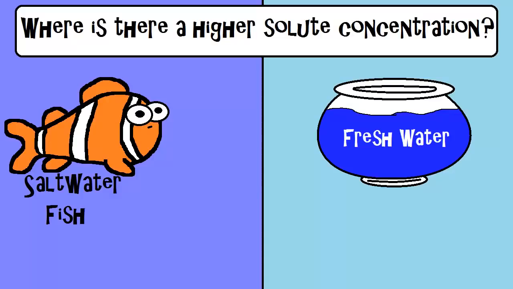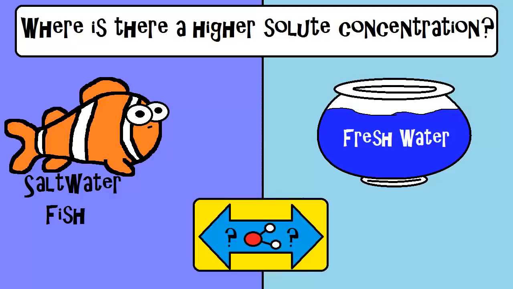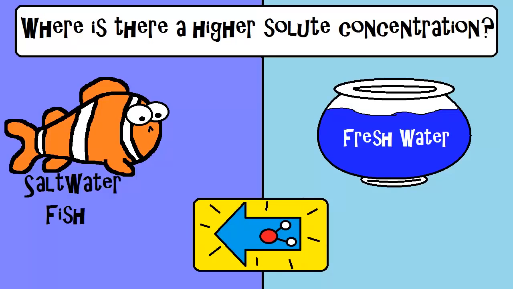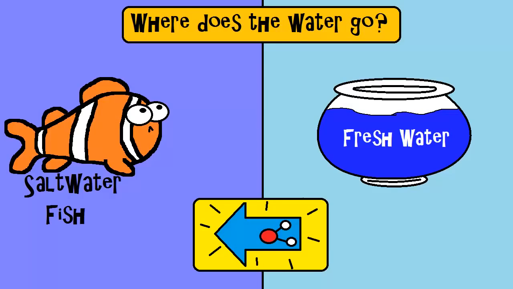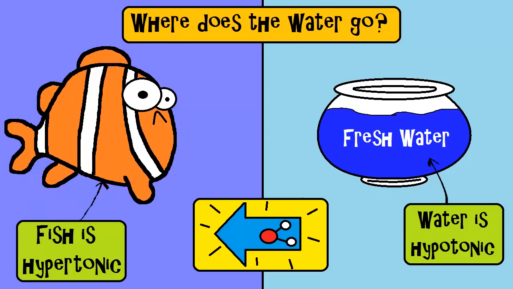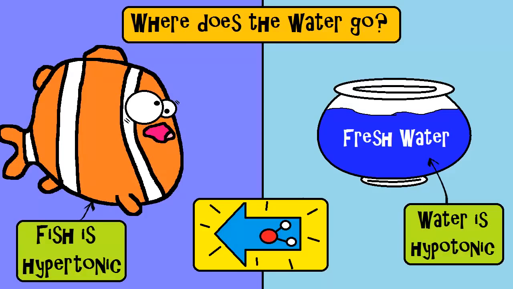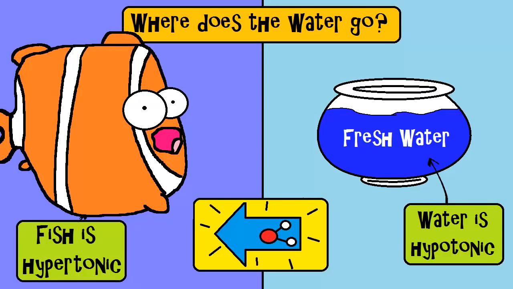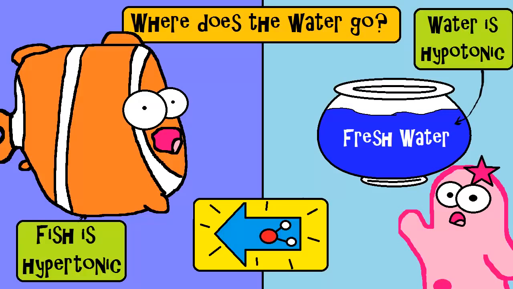Okay, first ask yourself, where is there a higher solute concentration? In the saltwater fish cells or in the freshwater that you just placed this fish in? Definitely in the saltwater fish cells. So where does the water go? It's going to go to the area where there's a greater solute concentration, the hypertonic side. So it's going to go into that poor fish. If you don't rescue it soon, the cells would actually start swelling if you looked at them under a microscope. Eventually, this fish could die.